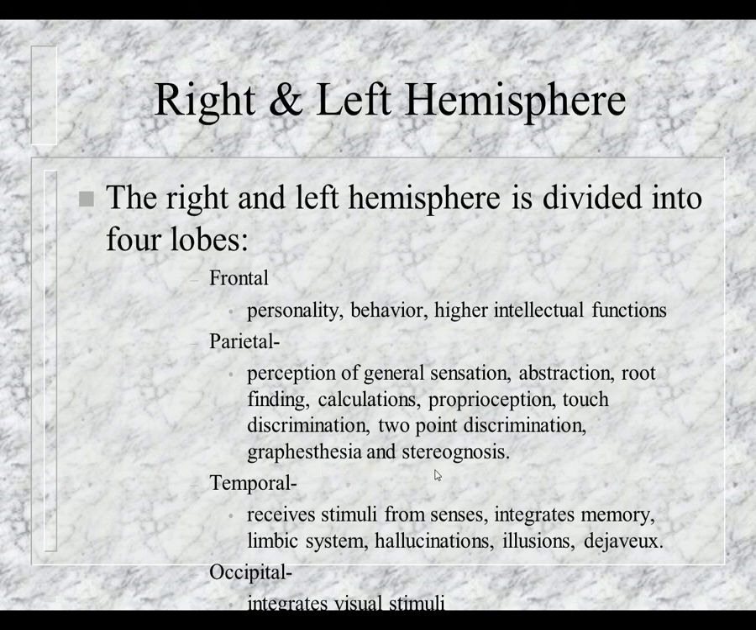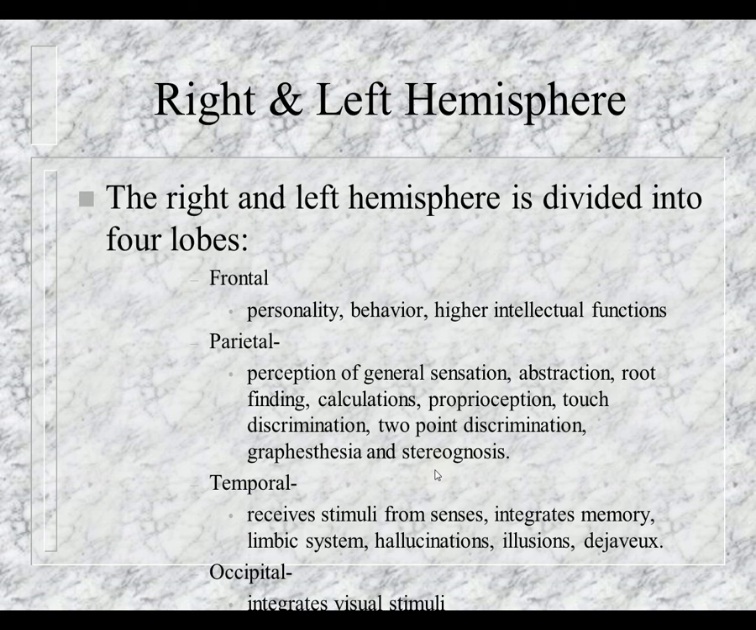Graphesthesia versus stereognosis. Graphesthesia is like a graph. Think of the word graph or drawing. So you have someone close their eyes and you draw a figure in their hand and ask them what you're drawing, like the figure 8. That's graphesthesia. Stereognosis is when you place an object in their hand and you ask them to identify it, like a key.